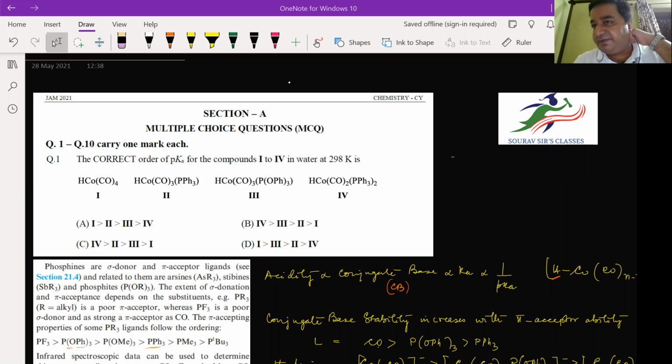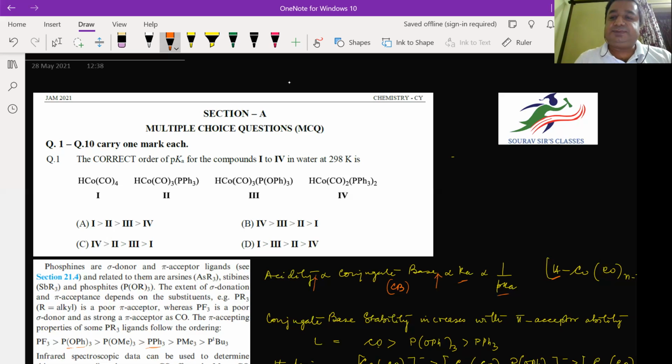And pKa we know is equal to minus log to the base 10 Ka. That means pKa we will say is inversely proportional to your Ka, and Ka is dependent on the stability of the conjugate base. Higher the stability of conjugate base, we will say more acidic the compound is.